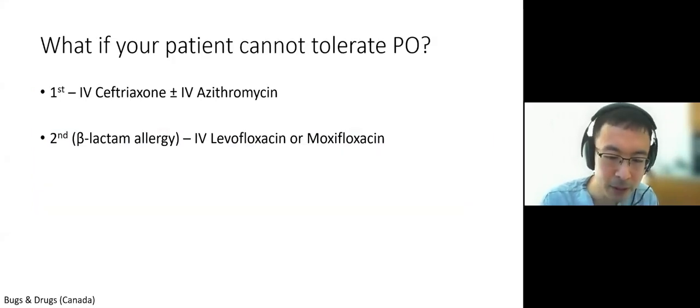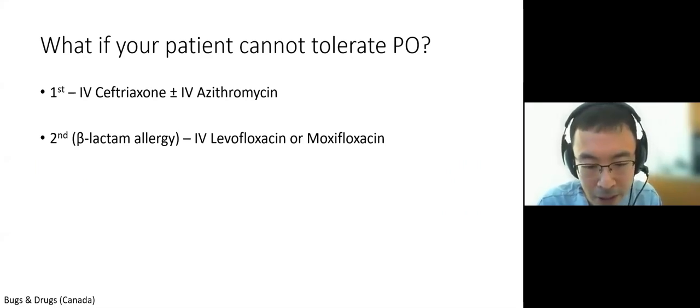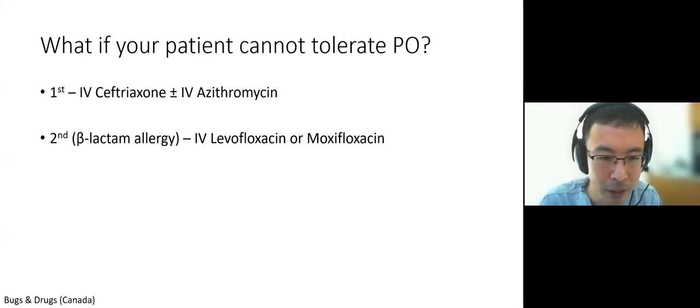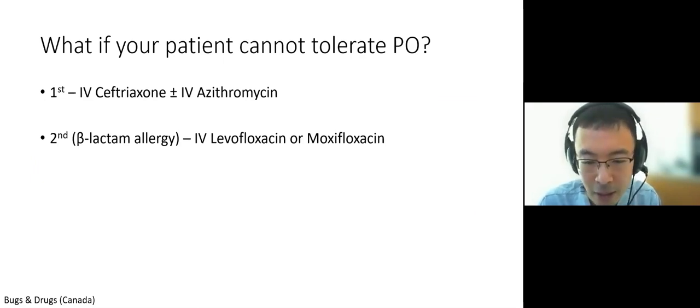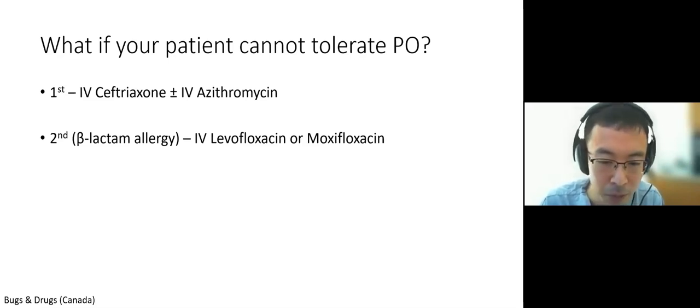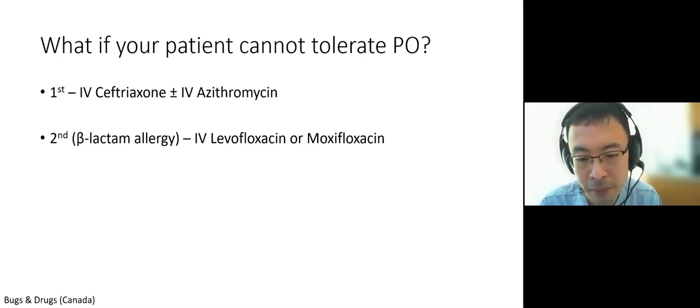So let's say your patient can't take pills because of nausea or vomiting or some dysphagia. Then it would be reasonable to give an IV antibiotic that can be administered in the outpatient setting in the hospital. A once a day drug such as ceftriaxone is preferred and most practical. Azithromycin can be added if you're concerned for atypical bacteria. And if the patient's allergic to ceftriaxone, then either levofloxacin or moxifloxacin would be reasonable.